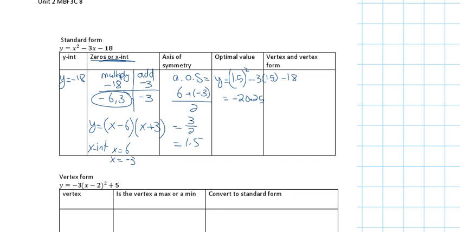Okay. So what's my vertex? You shouldn't wait that long to answer this question. We've talked about the vertex multiple times. The vertex is made of what and what? H and K, the axis of symmetry and the optimal value. So what's my vertex? 1.5, negative 20.25.